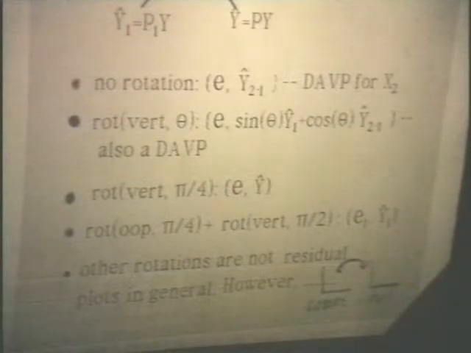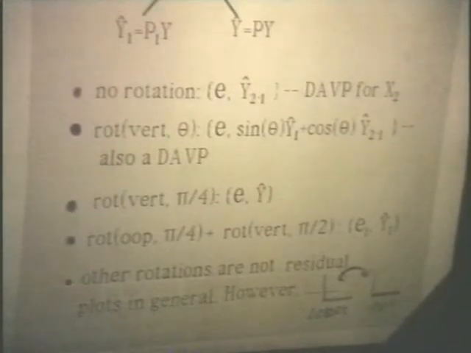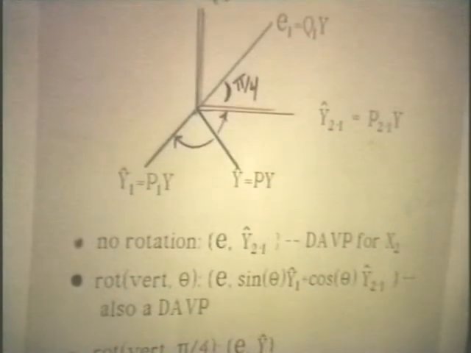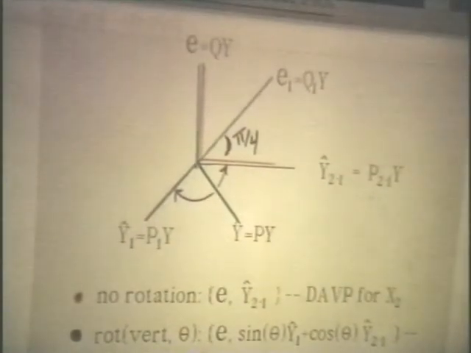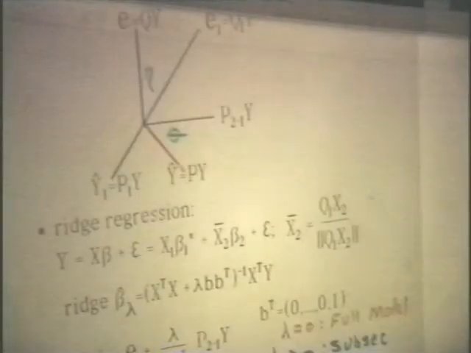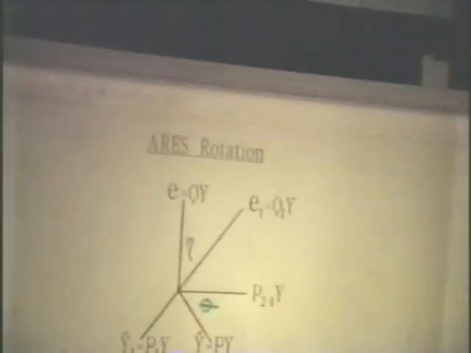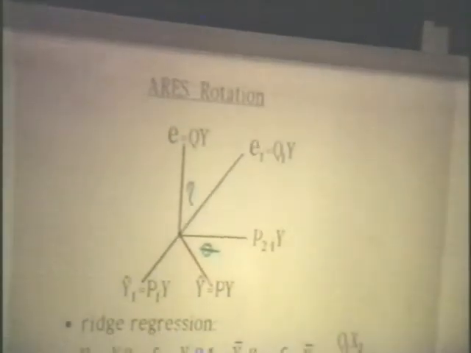Now, other rotations are not residual plots in general. However, there is a particular path that takes us from the subset model, the blue plane, and rotates to the green plane, so that every two-dimensional projection we see while moving through that path is in fact a plot of the residuals versus fitted values for some analysis. The way that goes is the following. These are called Aries plots, A-R-E-S, Aries plots and Aries rotation.